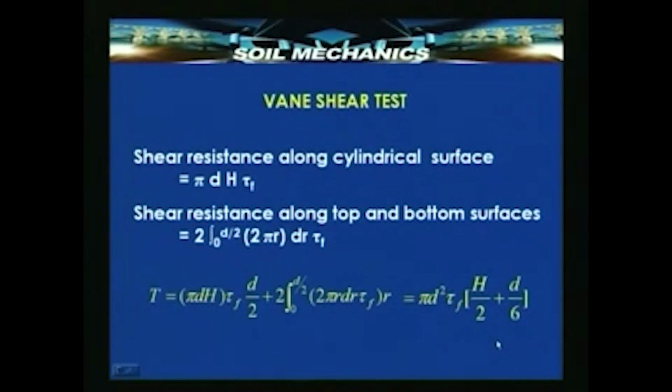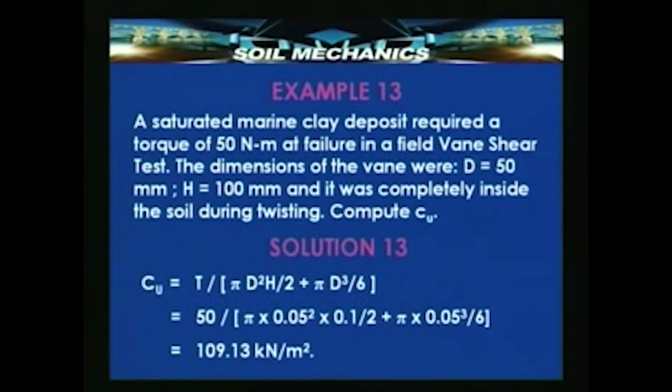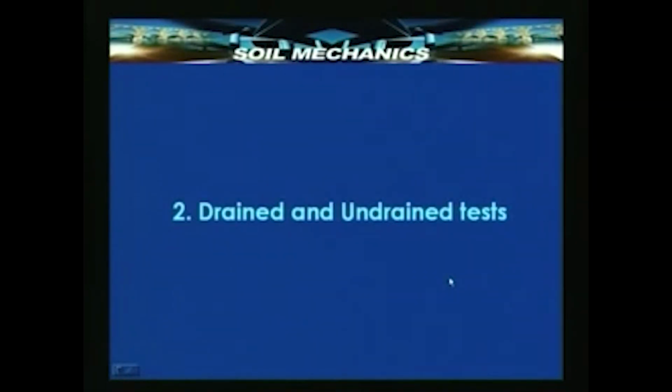We had seen that there are some corrections that need to be applied depending upon what kind of distribution of shear resistance we assume at the top and the bottom, and also depending on whether the vane is fully immersed in the soil or not. We saw a simple example where the undrained cohesion of the soil was computed from the torque and the geometrical dimensions which were available to us in this problem. Now, let us go to drained and undrained tests.